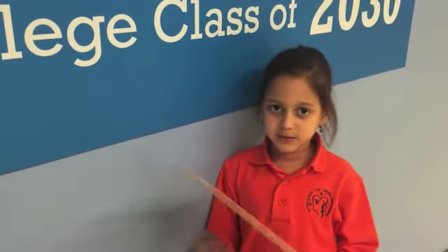Abigail, what time is it on the clock, and how do you know? It's 11:45 because when the hour hand is between two numbers, it is always the smaller number, and when the minute hand is on the 9, it is 45 minutes.